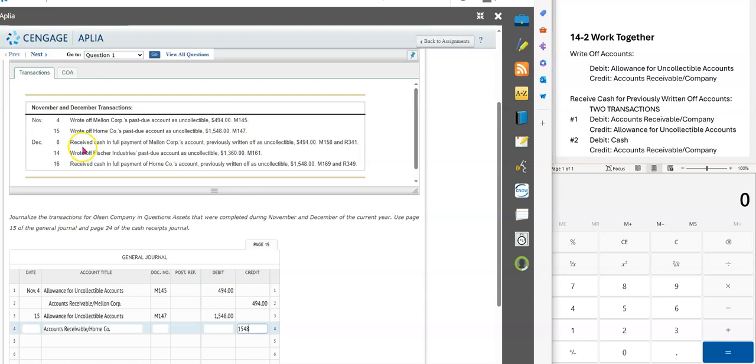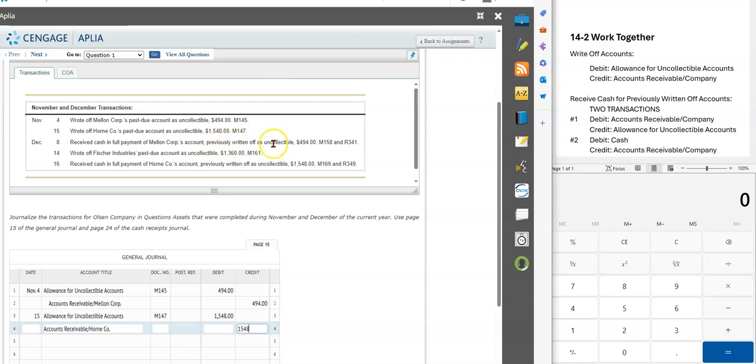All right, in December, check it out. It's something a little different here. We received cash in full payment of Meloncore's account previously written off as uncollectible, $494. So up here we said, you know what, we're not going to get this money from these guys. We're writing it off. And then lo and behold, come December 8th, they pay us. All right, yay for us, but we have to fix our accounting.